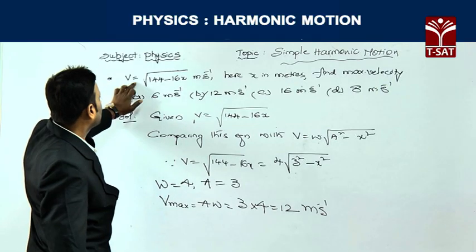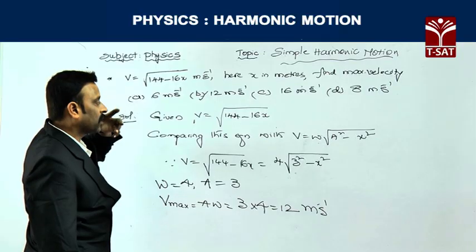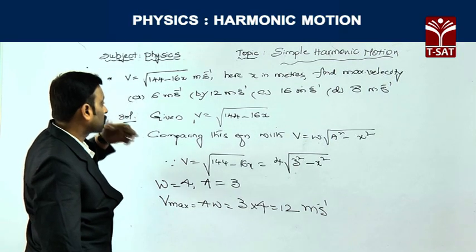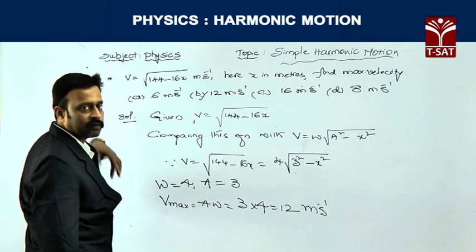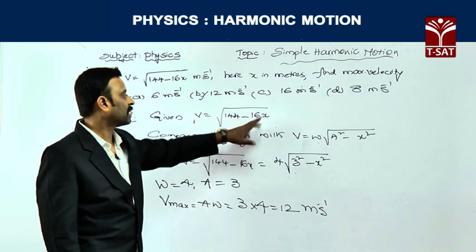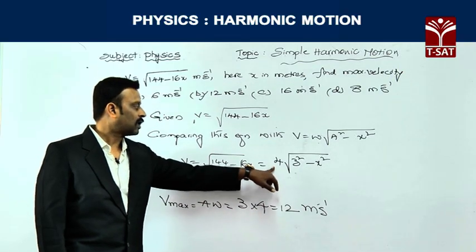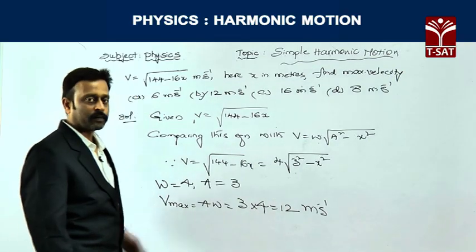Once again look at the problem. That is the given equation. You are asked to find the maximum velocity. In order to calculate maximum velocity, for my convenience, I am reducing this equation. V is equal to under root 144 minus 16x square as 4 under root 3 square minus x square.